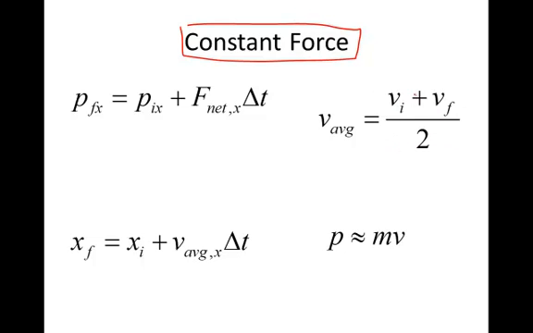So in an earlier section, we did show that for constant force, the V average equation does give us an exact answer. So what we're going to do is come up with an equation for position as a function of velocity and net force. So let's go ahead and start out. So we've got our V average equals V initial plus V final over 2.